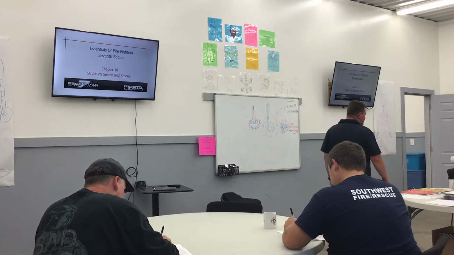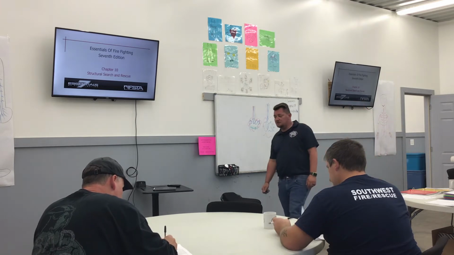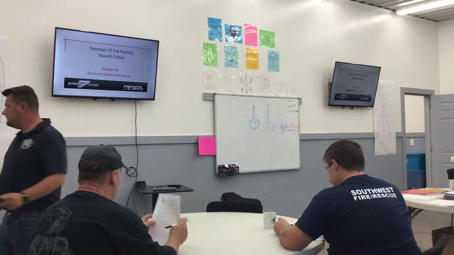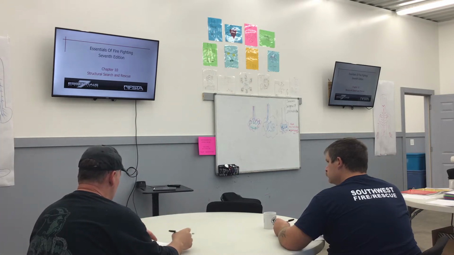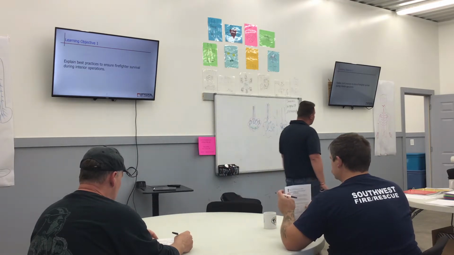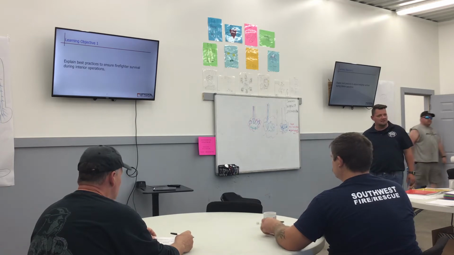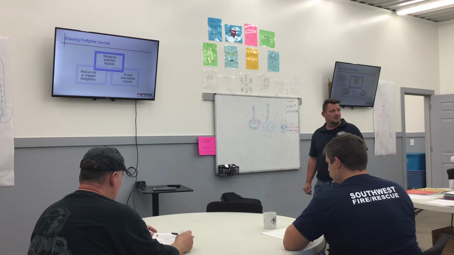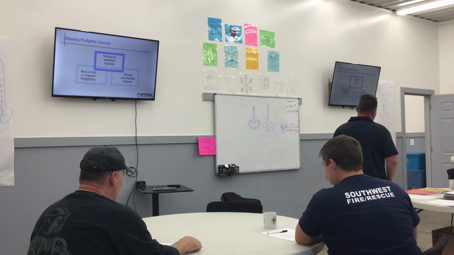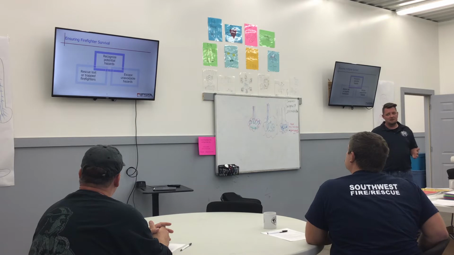Alright, so this is chapter 10 in the Firefighter 1 and 2 book, Structural Search and Rescue. We're not going to go through all of it, but we are going to go through most of it. Alright, so the first objective that we're going to go over tonight is to explain the best practices to ensure firefighter survival during interior operations. Okay? So we want to recognize potential hazards and rescue lost or trapped firefighters, and then escape unavoidable hazards.